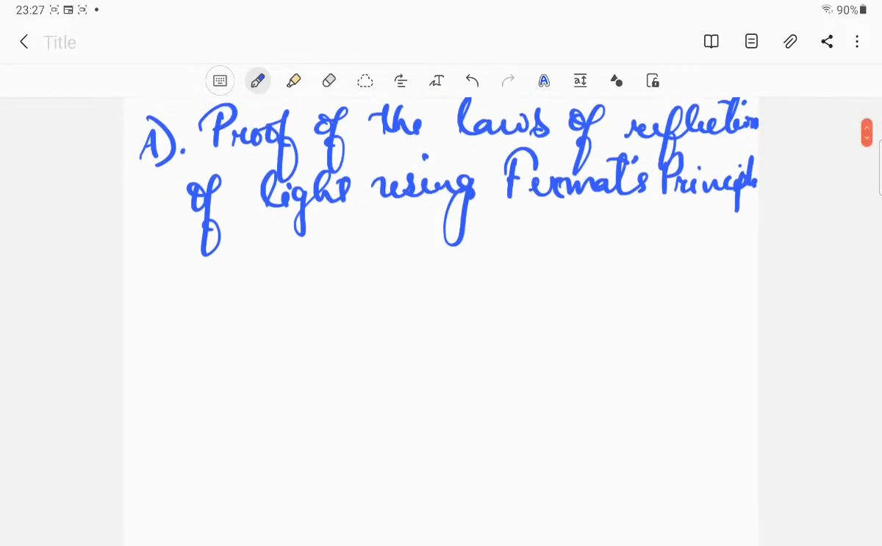Now the notes for this part have already been shared in the Google Classroom. So before attending this lecture, you can take that note into consideration. For that proof, we need to draw a ray diagram.